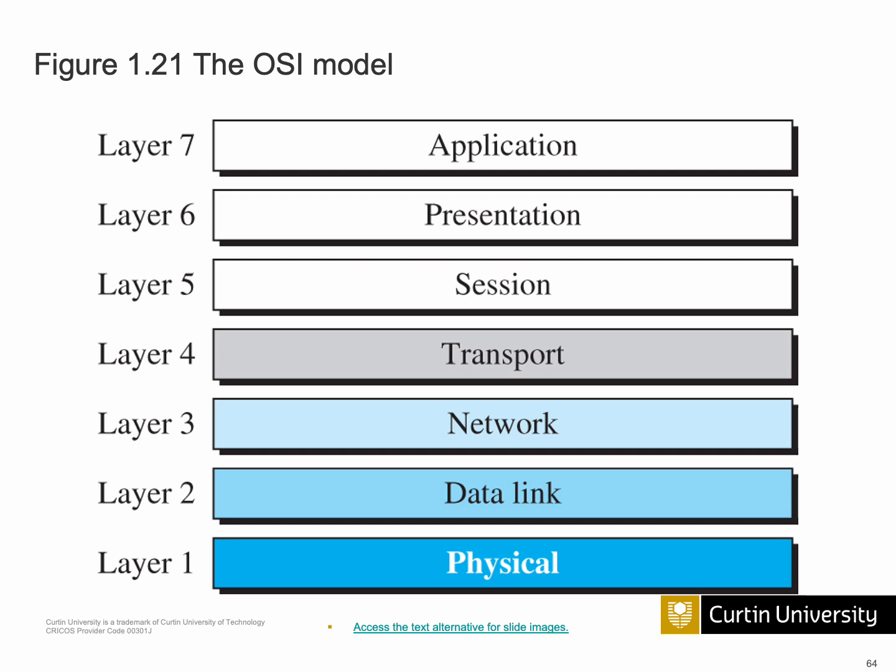OSI model is again a layered framework. It consists of 7 separate layers. So you can see the OSI model here. We have the layer 1, physical layer, layer 2, data link layer, layer 3, network layer, layer 4, transport layer, layer 5, session layer, layer 6, presentation layer, layer 7, application layer.